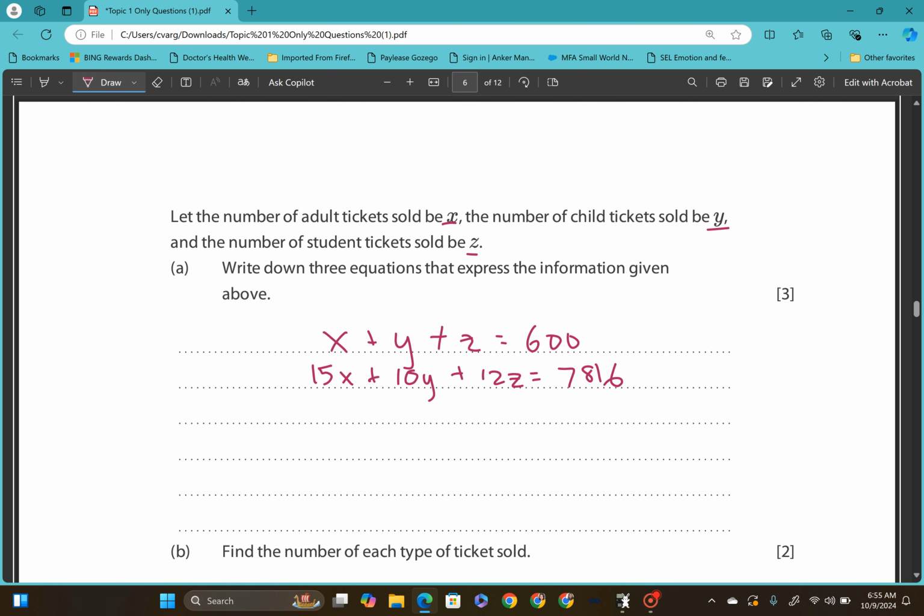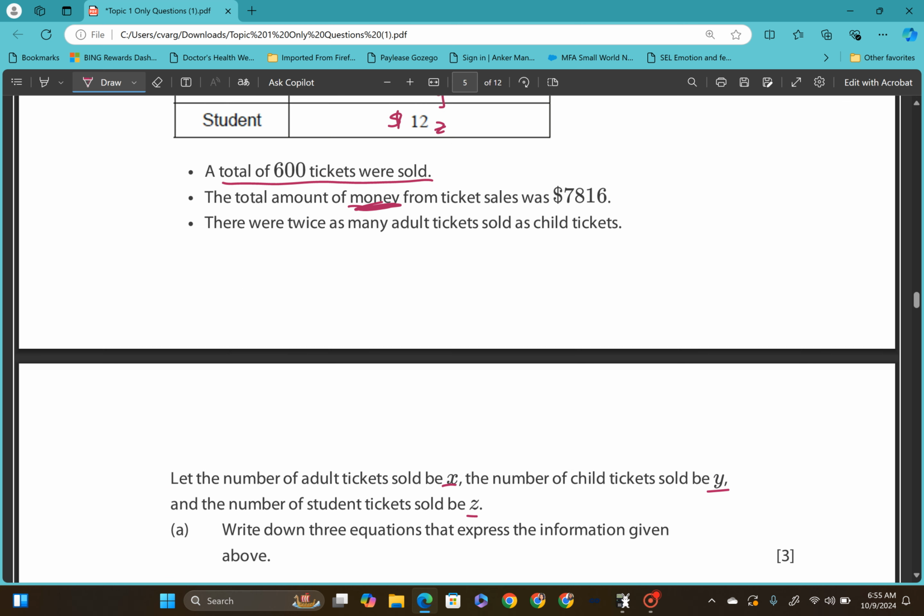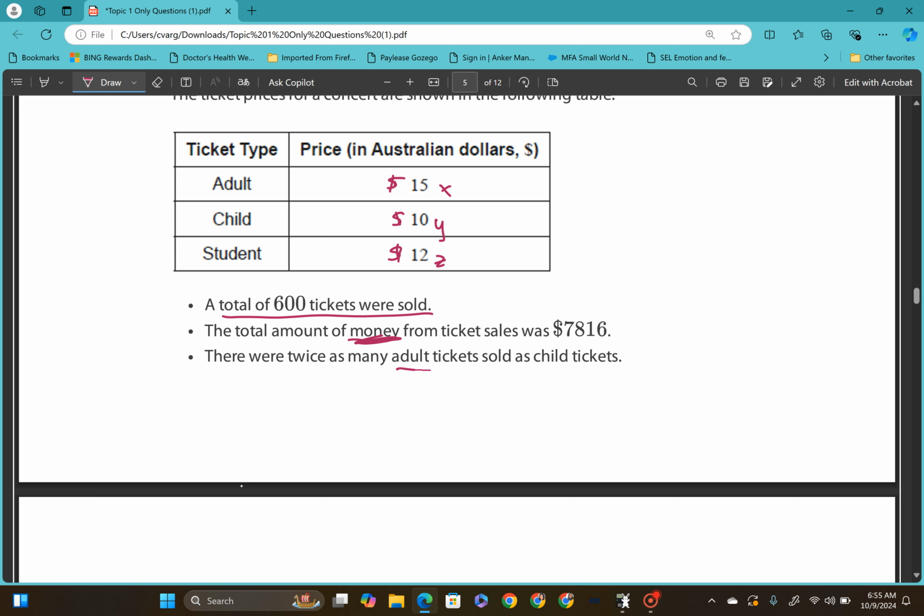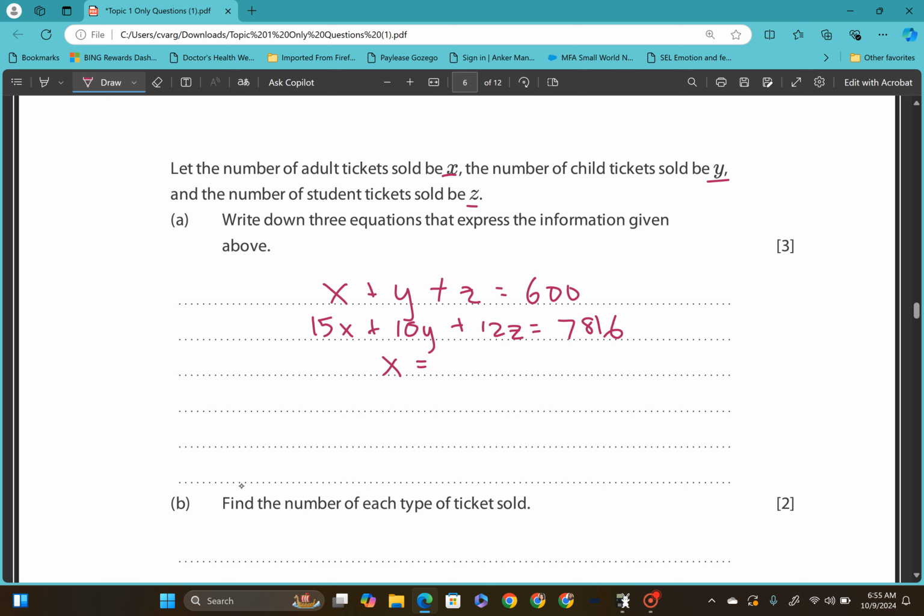Okay. The next thing that they gave us, they said that there were twice as many adult tickets sold as child tickets. So the adult tickets was twice as much as the child tickets. So they gave us a third equation. They gave us x is equal to 2y.